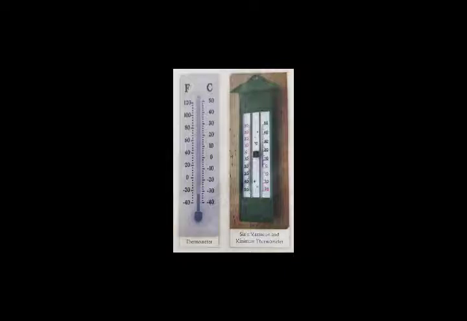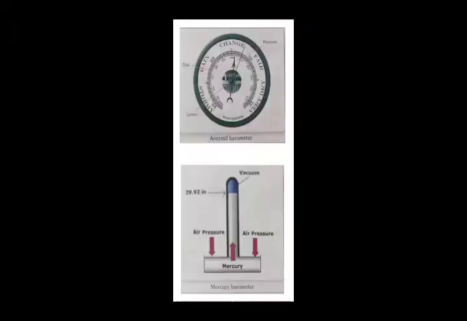The air temperature at any place changes throughout the day. A special type of thermometer is used to record the maximum and minimum temperature during a day, and it is called Six's maximum and minimum thermometer.